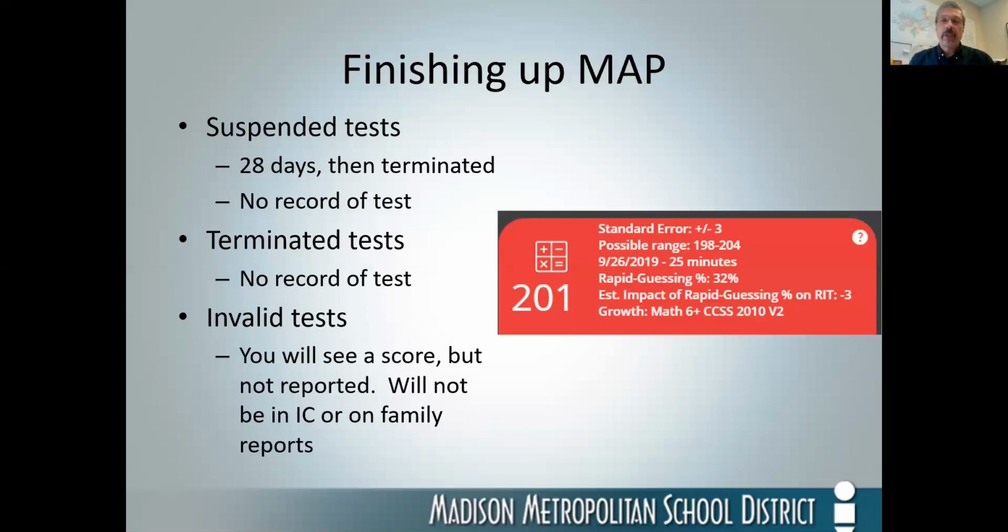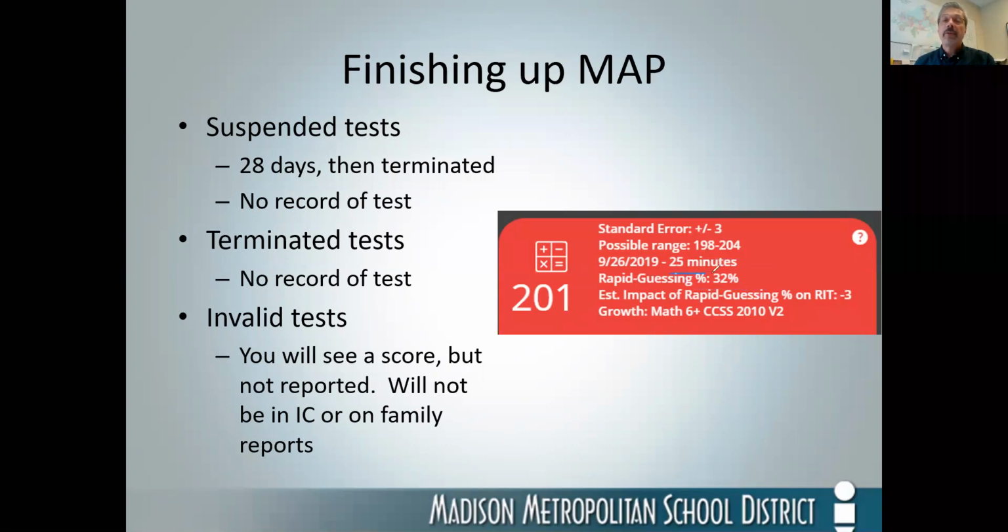New this year, however, is test invalidation. This is if the student goes too fast. What I'd like to point out is on this particular student example, this is actually a student example from this year. We have a student who rapid guessed. Hang on just a second. Rapid guessed 32% of the time. It took them 25 minutes to do this.